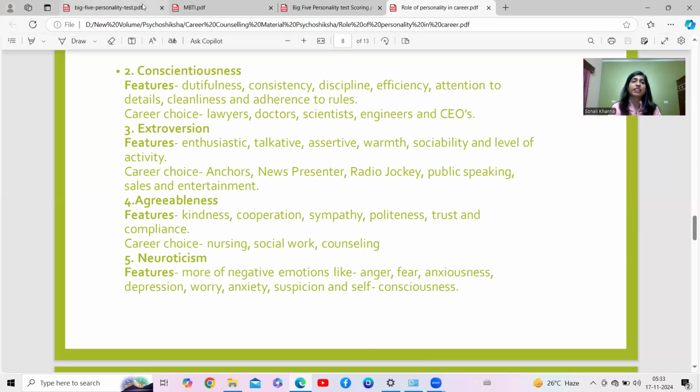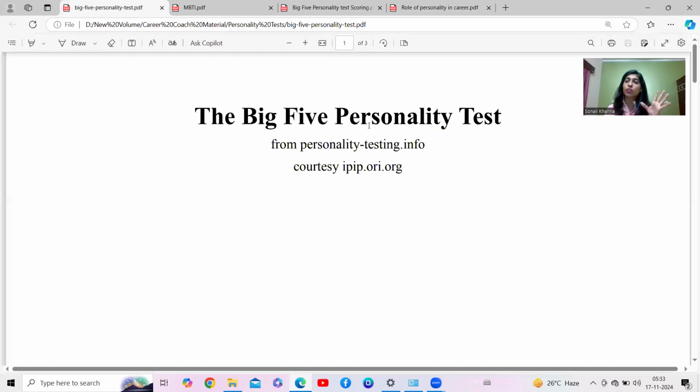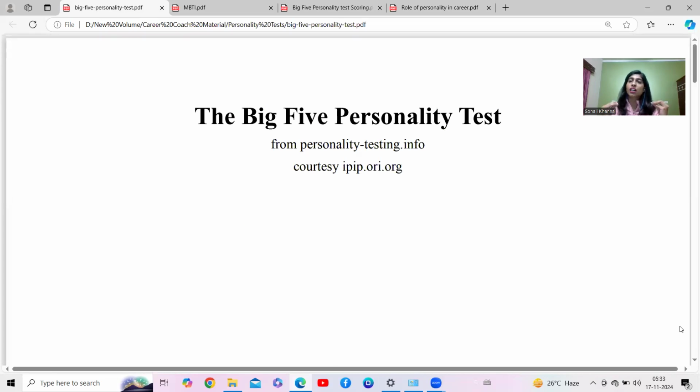Now let's see the Big Five personality test. How does it look? This is the tool that we are going to apply for career assessment. Before I proceed, I would like to tell you all that whenever we are doing career assessment, we can only apply one test out of the three personality tests. We are teaching you three tests just for additional knowledge, but you have to apply only one test for personality assessment.